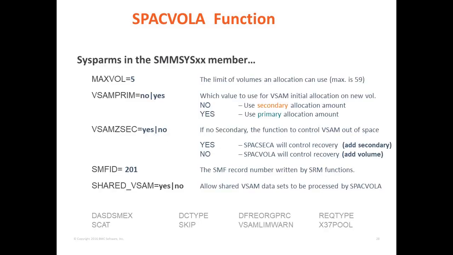The global sysparms that work with SPACVOLA are many. MAXVOL can set a global value for the maximum number of volumes an allocation can use. The RLIST SPACVOLA=X can override this value. VSAM prime we've discussed already. VSAM ZSEC we have discussed with SPACSECA. A reminder is that this value determines which function controls recovery. The SMFID parm is for all the allocation functions to identify the SMF ID to be cut for SRM activity.